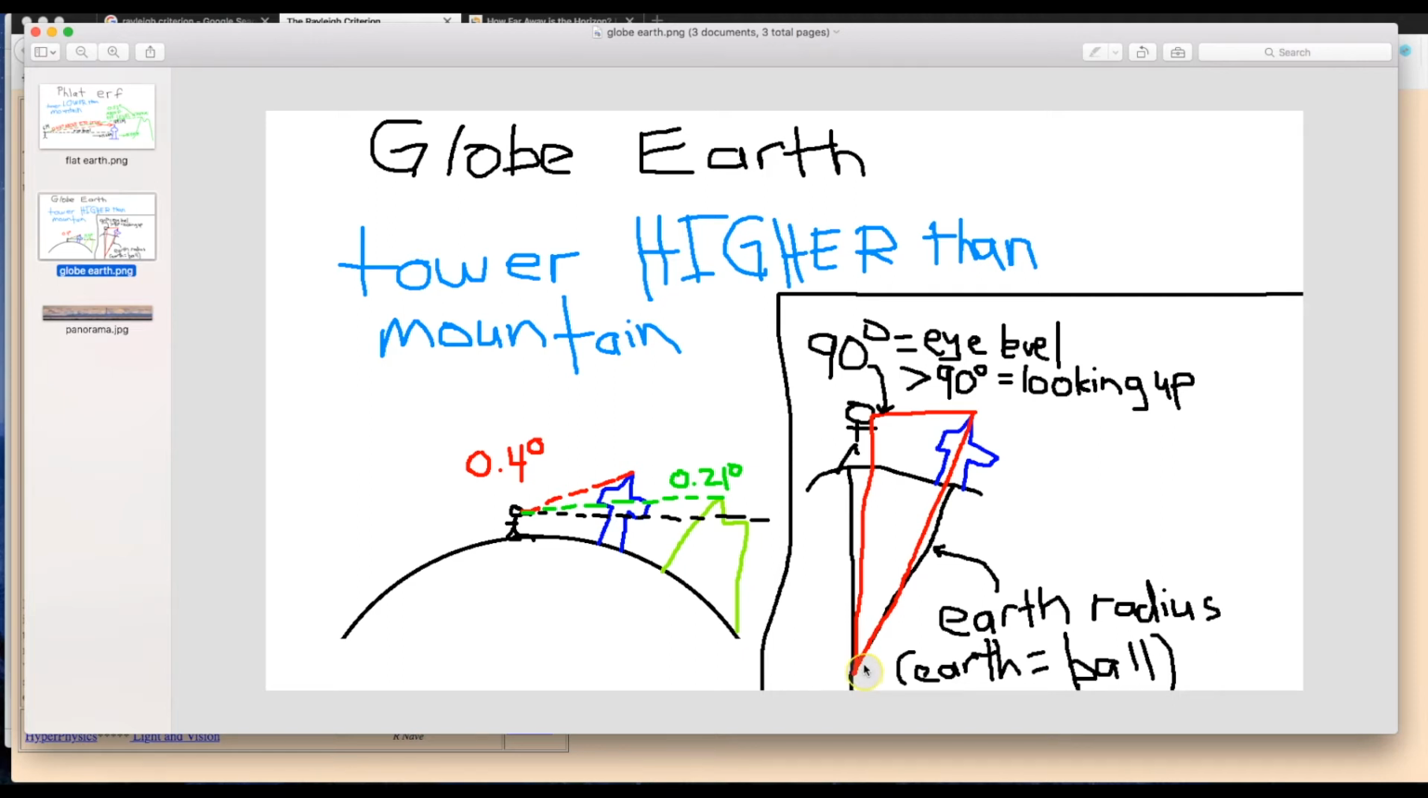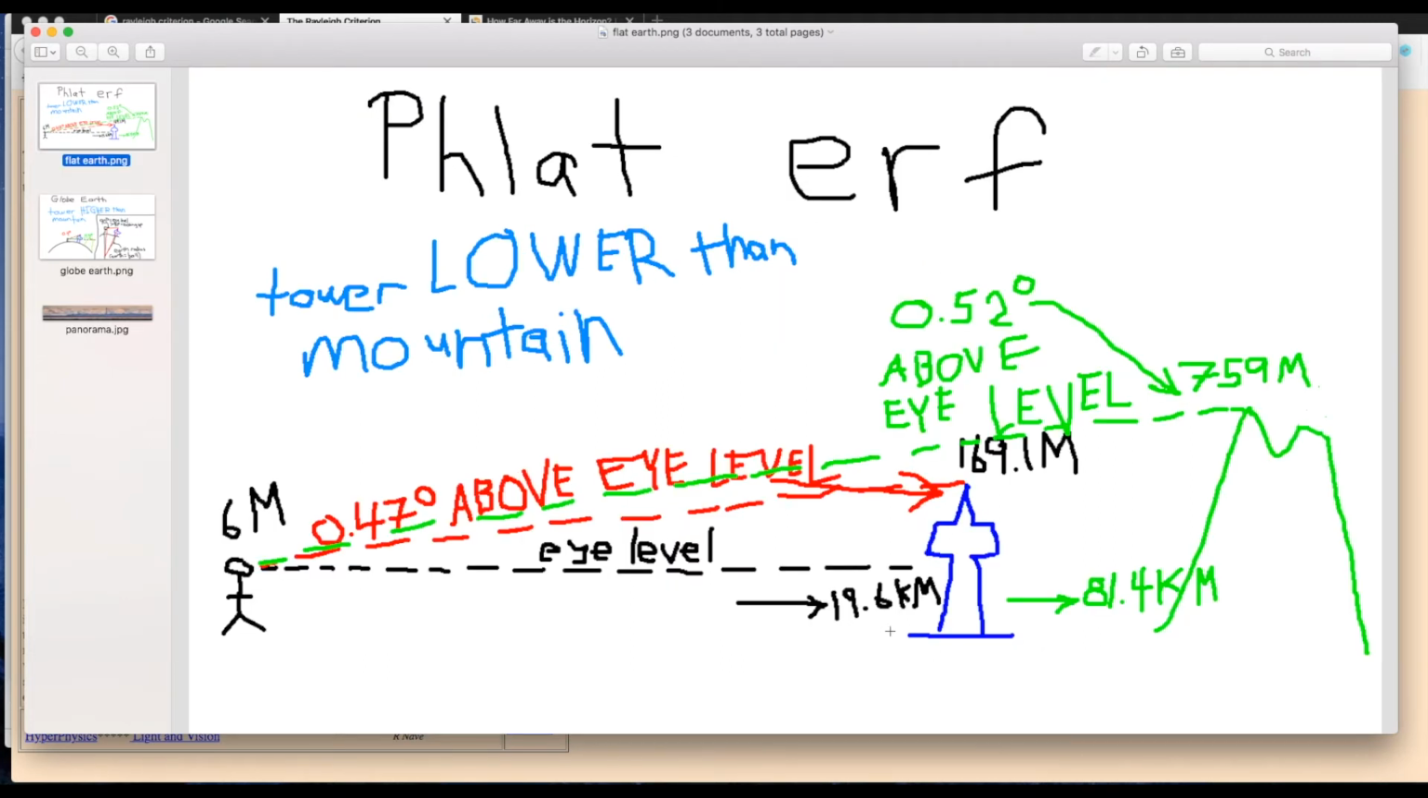So you add to the radius of the Earth the altitude at the very top of the tower, or the very peak of a mountain. That becomes the length of one side of the triangle. The length of the second side is going to be the Earth's radius plus the altitude above mean sea level of the observer. And then the third side of the triangle is the line of sight distance between the observer and the object. For the tower, it's 19.6 kilometers. For Dow Crag, it would be 81.4 kilometers.